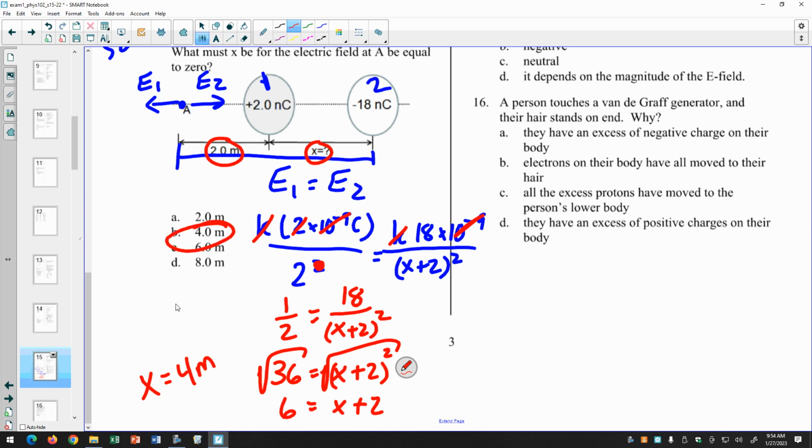So a couple of points here: E1 had to equal E2 in order for the electric field to be 0. And then there was a little bit of algebra going on here, but it turned out, just because of the numbers that I used, that it wasn't that complicated. So don't freak out if it looks like it's going to be complicated. Just take a big deep breath, right? Y'all ever do that in the test? Do you? Yes. That's very good practice.